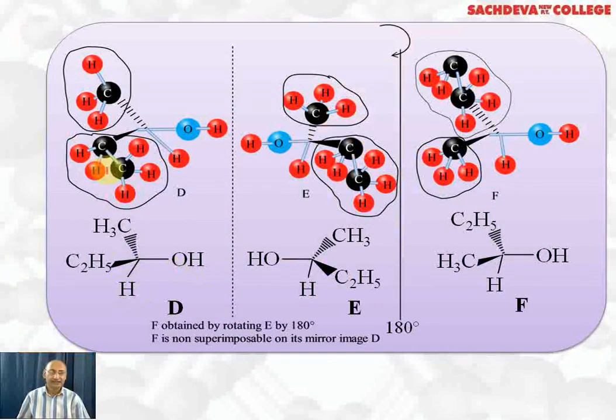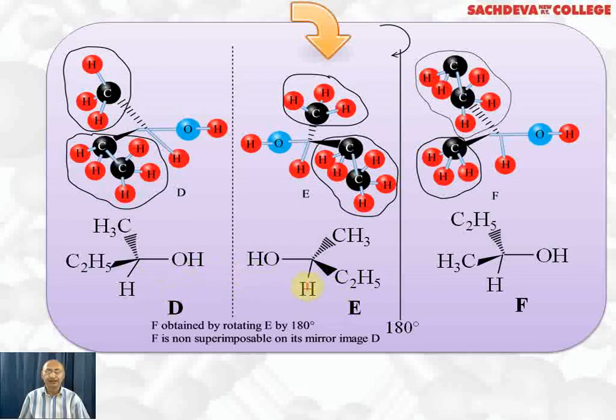Next we are taking an example of a chiral molecule. Here the carbon is attached to OH, hydrogen, a methyl group and an ethyl group. So this compound is chiral. D is chiral. It contains a chiral carbon atom, so it is a chiral compound. Now what we are doing is writing the mirror image of this compound. So E is the mirror image of D.